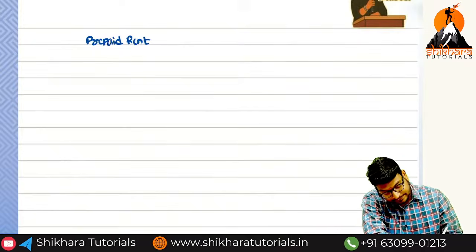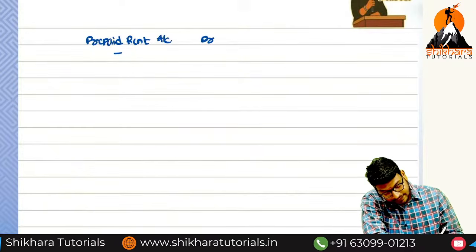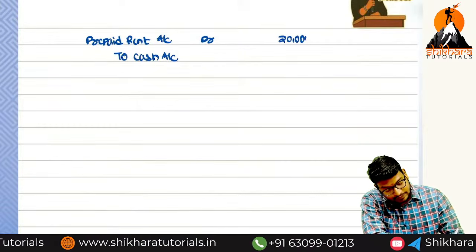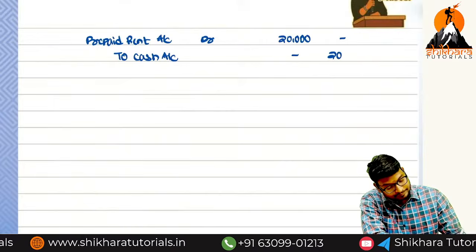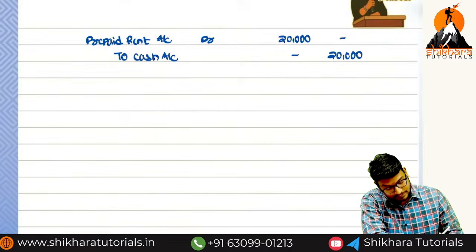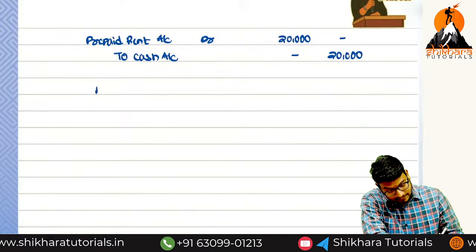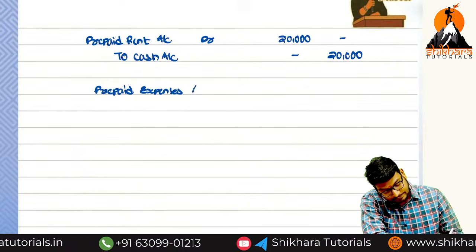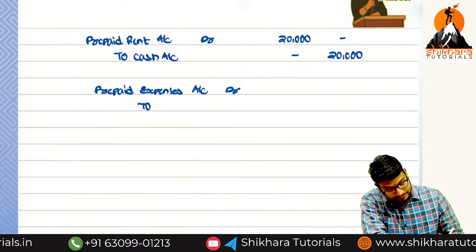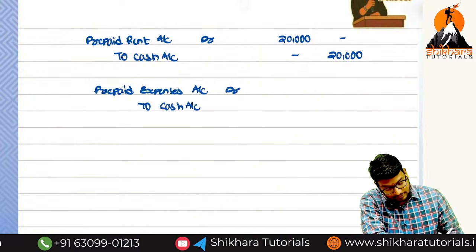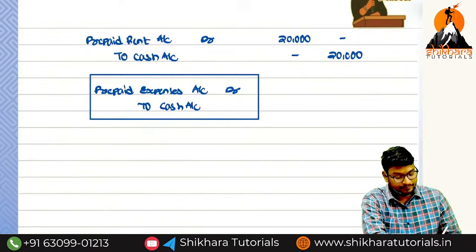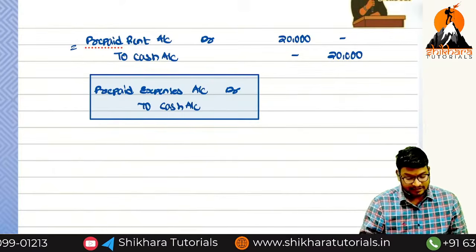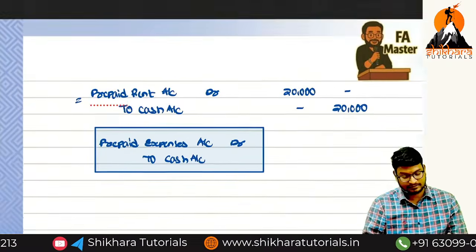So the entry will be: prepaid rent account debited to cash account, 20,000. In general, we write: prepaid expenses account debited to cash account. This is the normal general entry. But as per the situation, which entry do we write? Prepaid rent account debited to cash account. So this is the overall discussion. Please take a note of it.